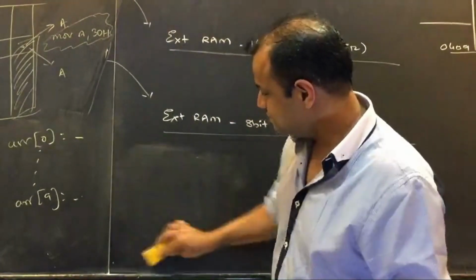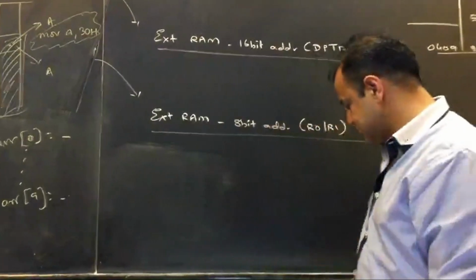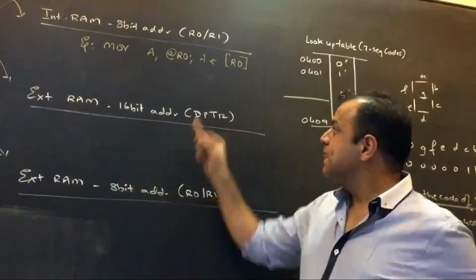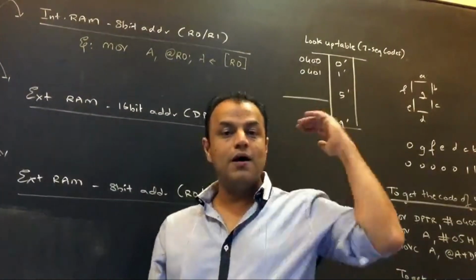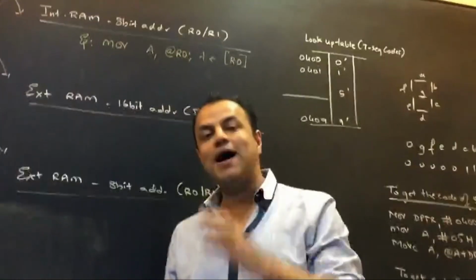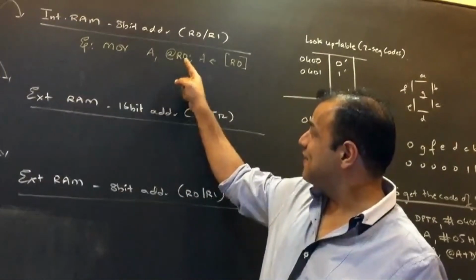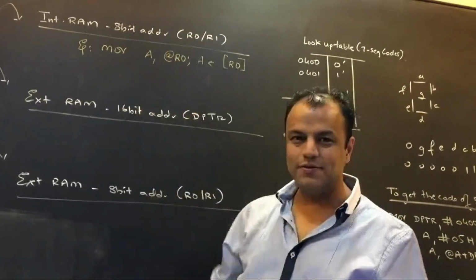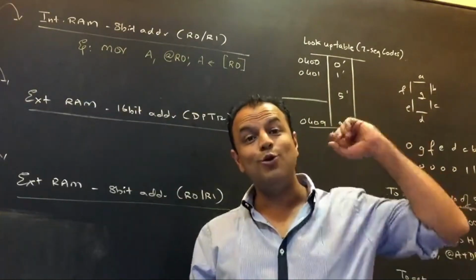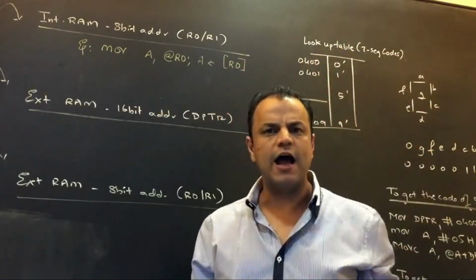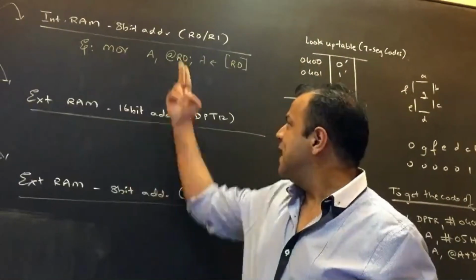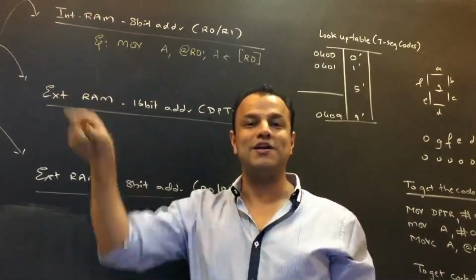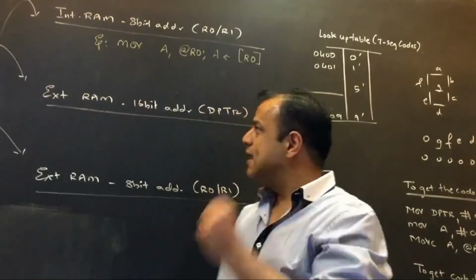Now, for the last time, for my happiness, MOV A, @R0. Who gets what? A gets the contents from a location pointed by R0. What is the difference between @R0 and R0? Simply R0 will give you data. @R0 will give you the contents of the location pointed by this register. Are you clear? If R0 is 20 and you write just R0, you get 20. If you write @R0, you get the contents of location 20. I think you understood what I said.